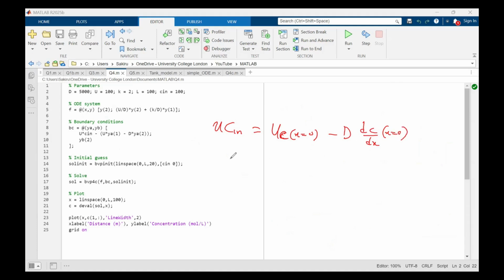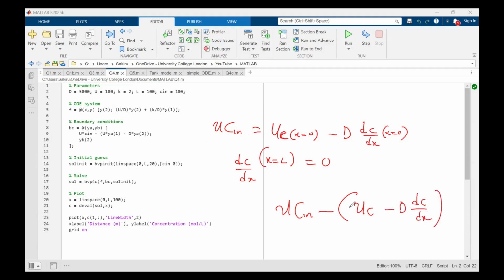So this is at the inlet, and then at the exit, dC/dx at x equals L is 0. Okay, so that's what you have there. Boundary conditions are written such that everything is equal to 0 before you can specify it. So I need to move this to this side. So if I write this, it's going to be UC in minus everything UC minus dC/dx.